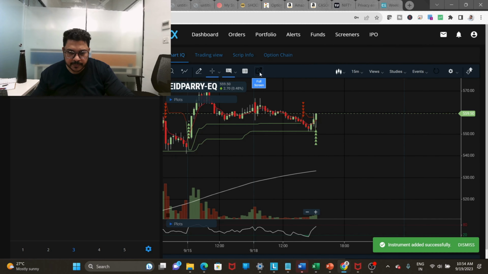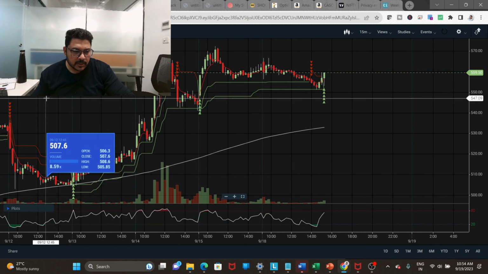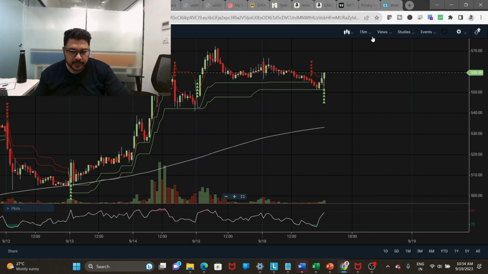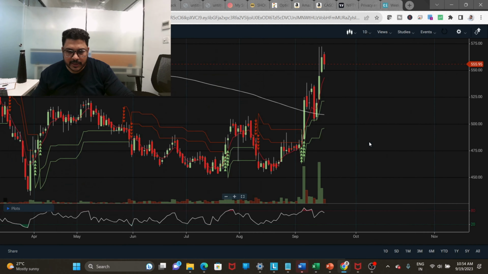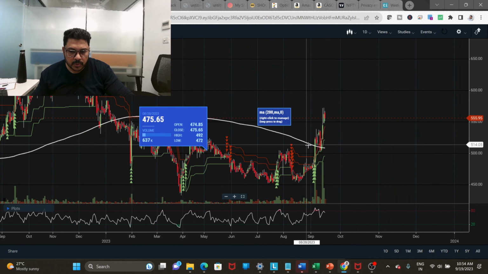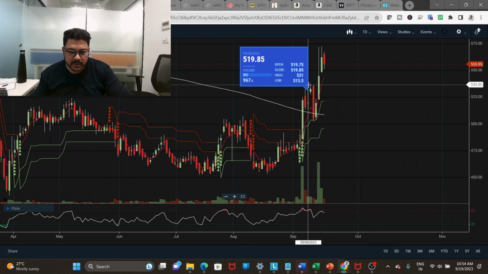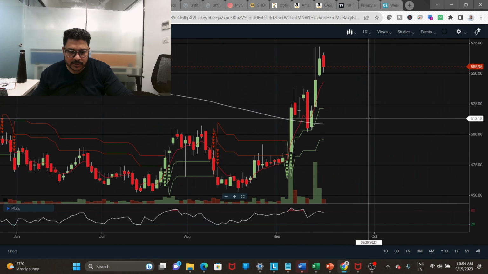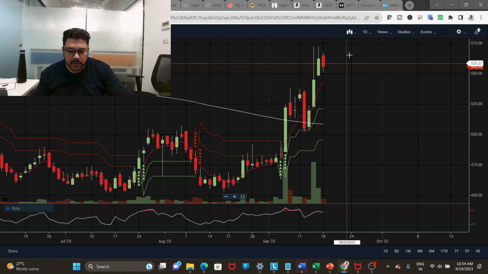Let me show you this one. It's a company called EID Parry. On a daily basis, it has already given a good breakout over the 200 period moving average. It has retraced, and then from there it is moving up with volume. So this is a very good stock for you to invest.